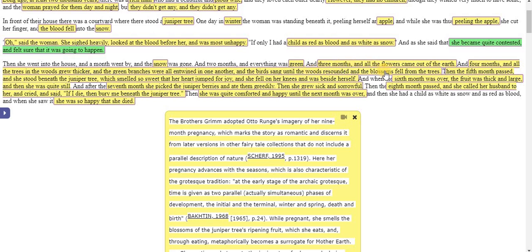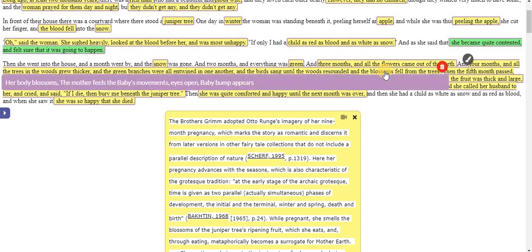So after the flowerings, the blossoms will fall off from the tree. Only then will the fruit develop, right? So again, that is again an indicator of pregnancy. Here in the 4th month, the body of the mother blossoms, and the mother might feel the baby's movements.